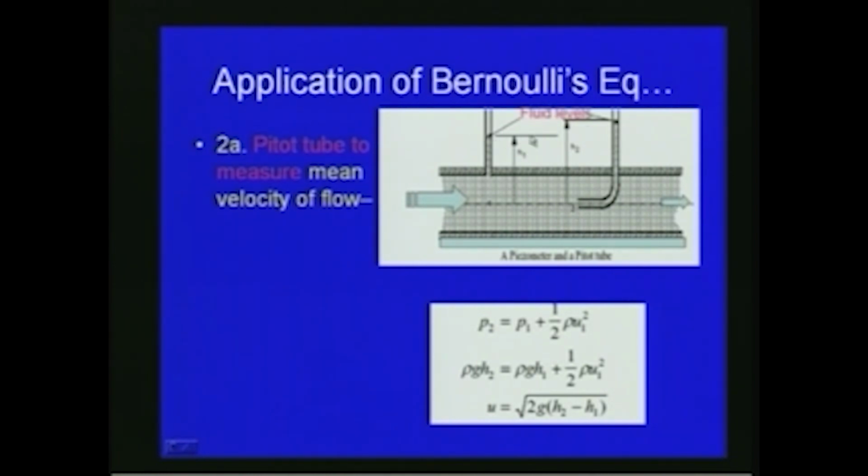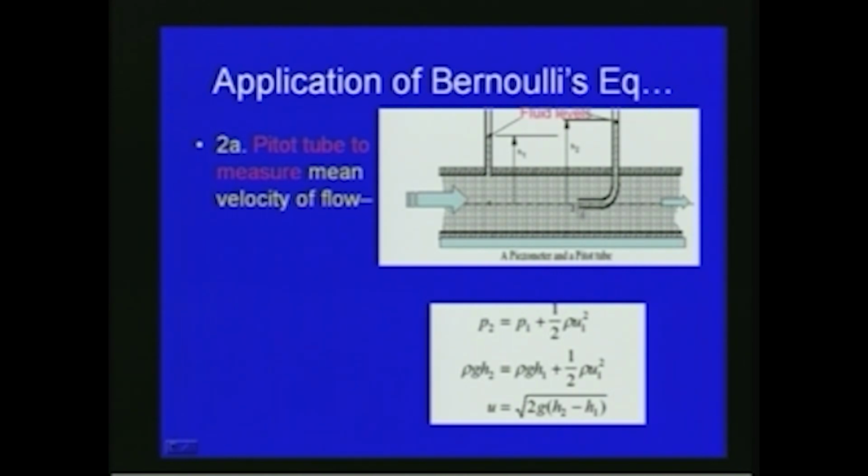The fluid levels, you can see that there will be a difference, which is mainly due to the velocity effect at the center line. So the head at the piezometric level will be h1 from the center line, and on the pitot tube it will be h2 from the center line. Now if you apply Bernoulli's equation between section 1 and section 2, we can write P2.